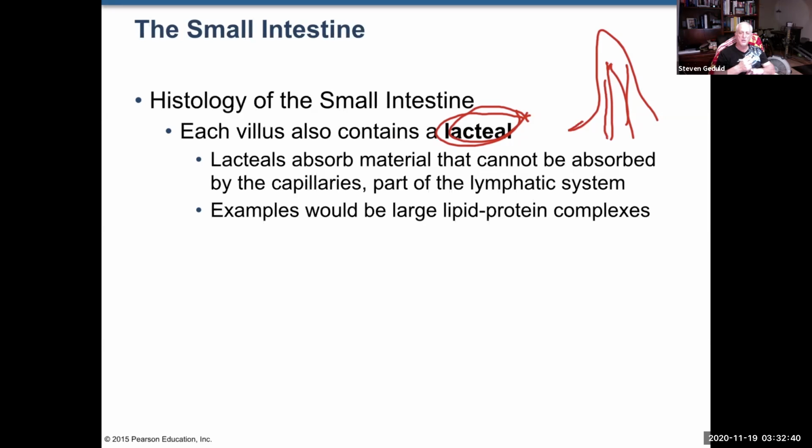So large bacteria, viruses, and a lot of lipids and fats get absorbed by your lacteals and put into the lymphatic system. For example, large lipid-protein complexes, bacteria, things like that. So that's what lacteal means.